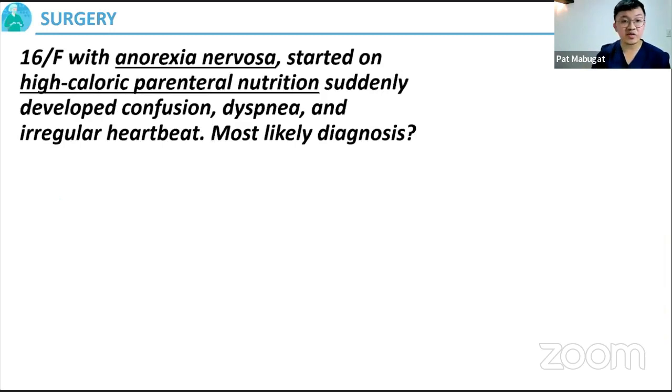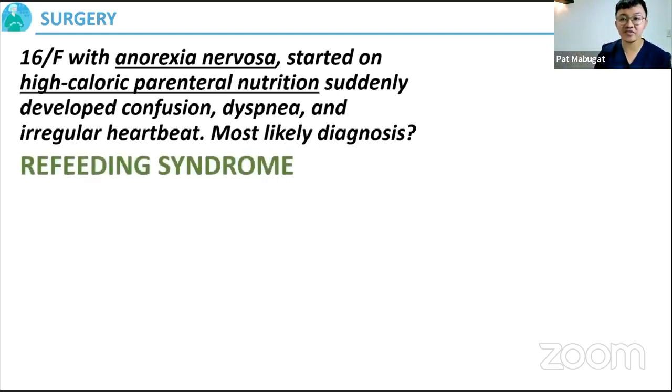Next, a 16-year-old female with anorexia nervosa is started on high-caloric parenteral nutrition and suddenly develops confusion, dyspnea, and irregular heartbeat. What's the most likely diagnosis? The patient has been chronically starved, and you feed them high-caloric nutrition again. So that's refeeding syndrome.